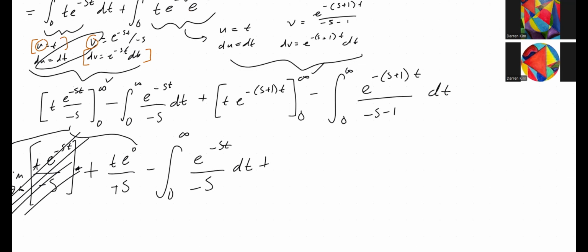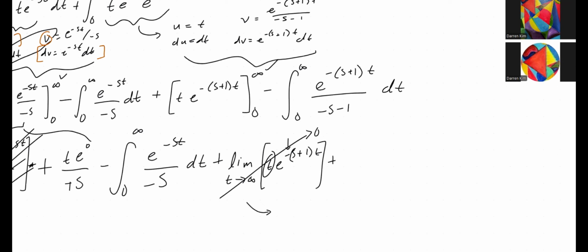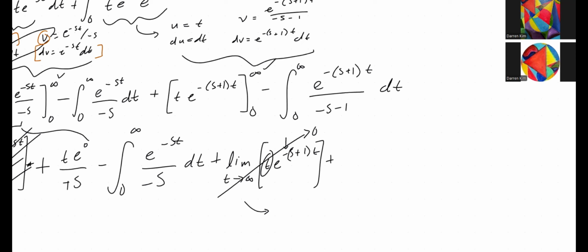So the limit as t goes to infinity of t e negative (s plus 1) t. But as discussed, it's a negative, so the exponential goes to 0, and this is just a t, so we know that this will go to 0 too. And then we're left with this 0. So, wait, did I do this wrong? I think something's wrong here. Yes, I did this wrong. This is supposed to have s minus 1, negative. Sorry about that. Anyways, t e negative (s plus 1) t divided by negative s minus 1.